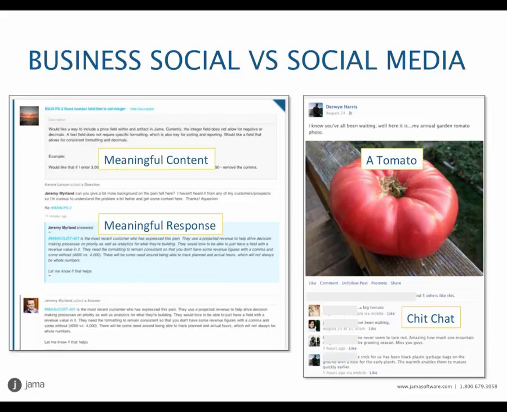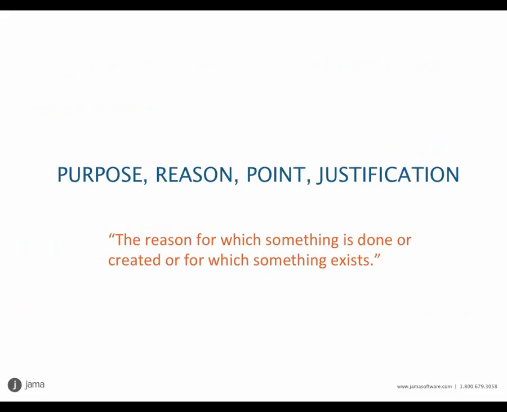So I think there's a fundamental difference to be looked at and to be understood. And that fundamental difference is that the collaboration that we're doing must have a purpose, a reason, a point, or a justification associated with it. Why are we collaborating on this information? What value is it providing? And what's the end goal of that collaboration?